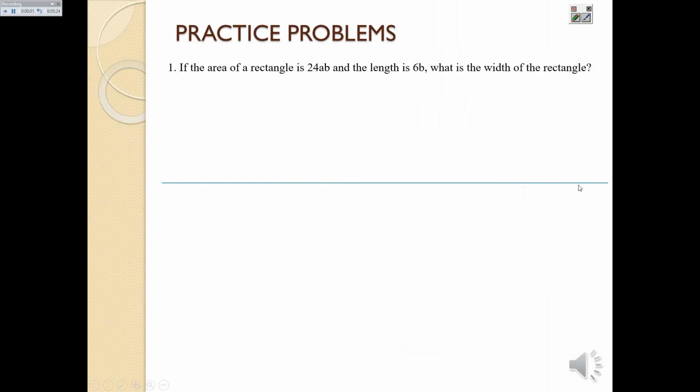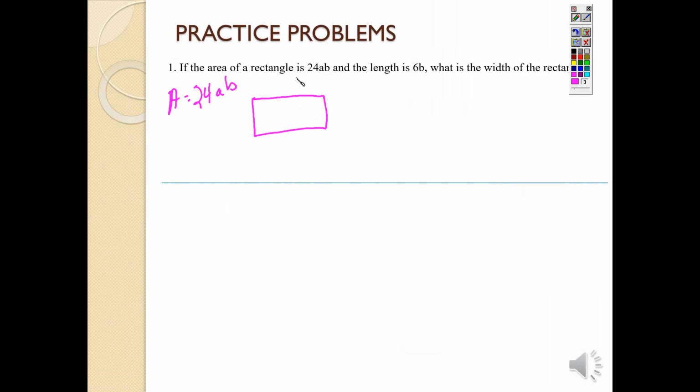Another problem. If the area of a rectangle is 24AB and the length is 6B, what is the width of the rectangle? So, my whole area was 24AB, and they told me that the length of it was 6B. In order for me to wind up with an A, you know that my width here is going to have an A in it. So if this is 6, and remember that this is the length times the width, 6 times the width is equal to 24, so I know that my width then must be 4A. Okay? Let's see here. Then we'll go on to the next problem. Let's see if that's our answer.